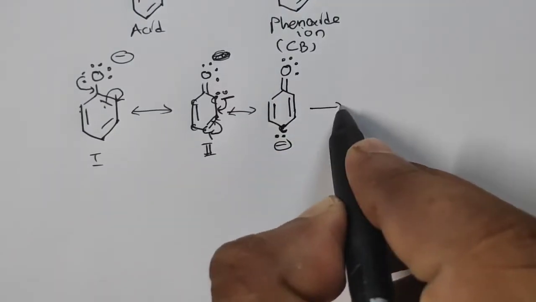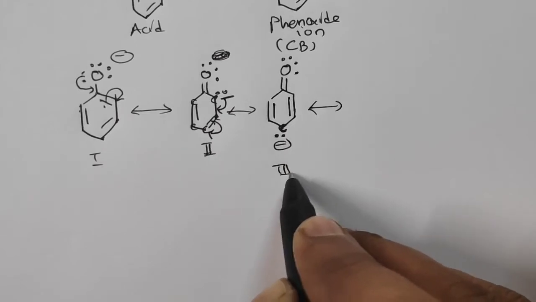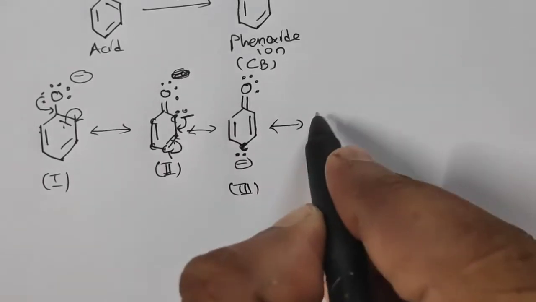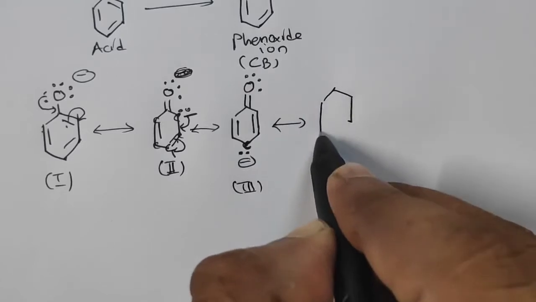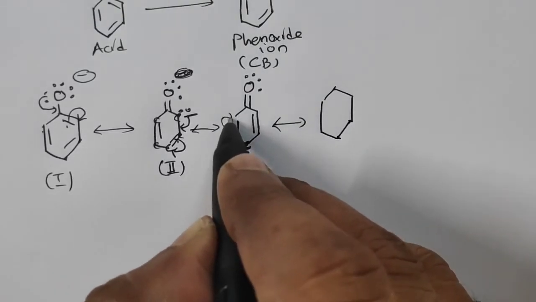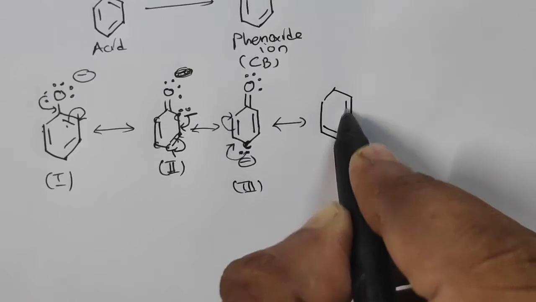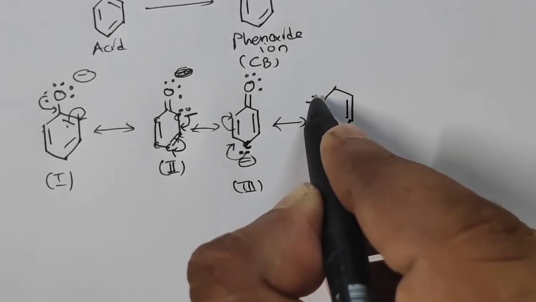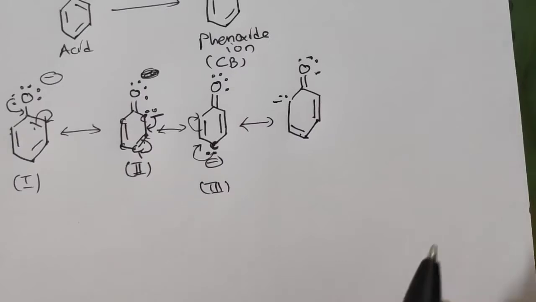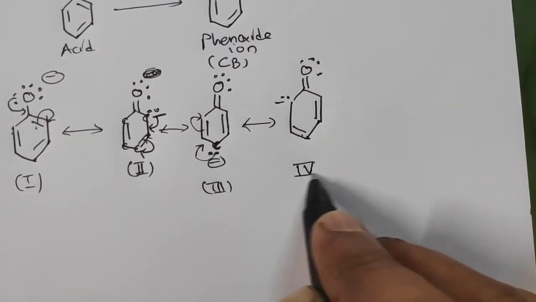Then you can see the next, that is the third structure. Now if you see the next structure, that is structure number 4. In structure number 4 you will see this electron pair will be donated here and this will go here. So you will see there is a formation of double bond here and there is a negative charge here, with a double bond O like this. Okay, so this is structure number 4.